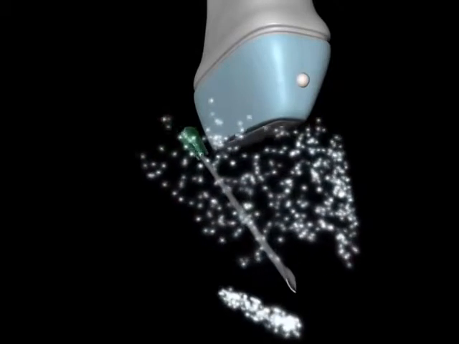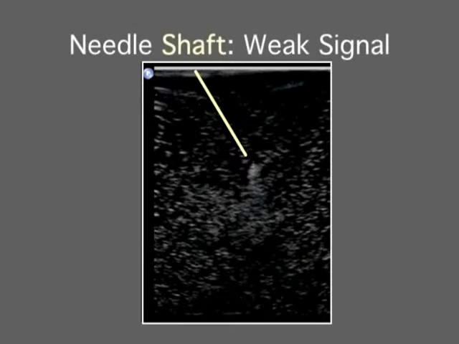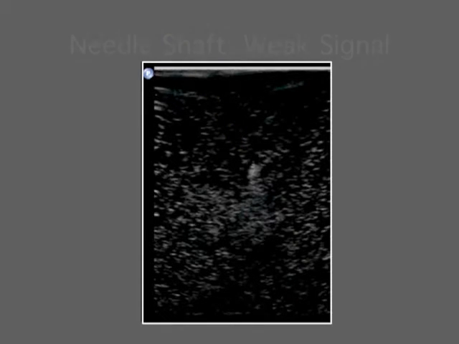With the short axis out-of-plane approach, the needle will be seen best when the tip is within the plane of imaging. The shaft gives a signal that may be no stronger than surrounding structures.